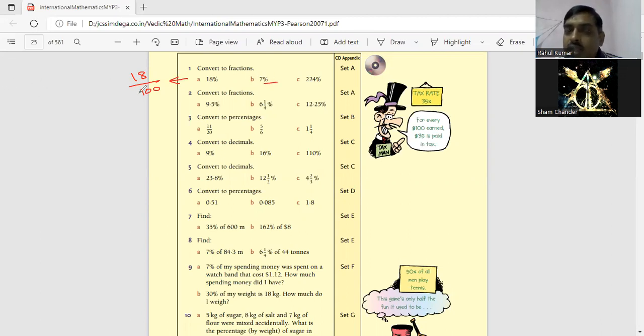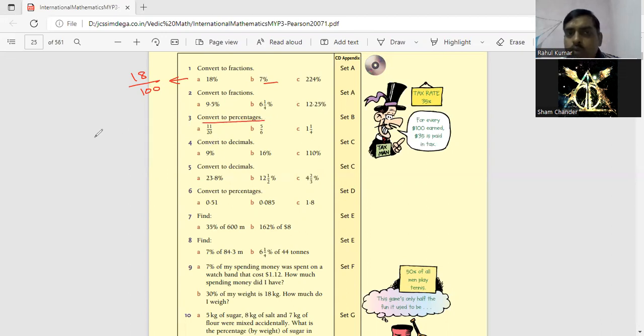Okay. Similarly, 7% means what? 7 under 100. Yes, sir. So whatever the percent, the fraction will just be under 100. Yes. Absolutely correct. Even 24.